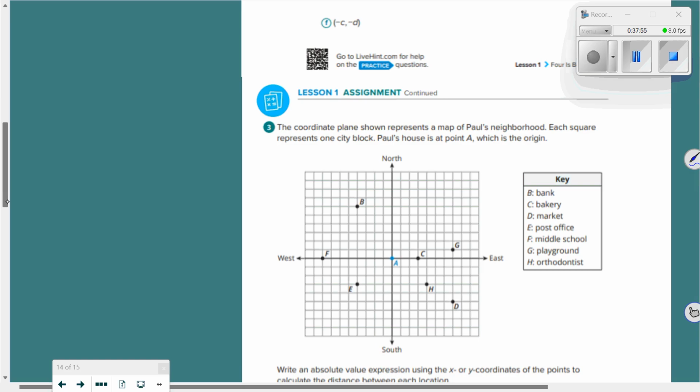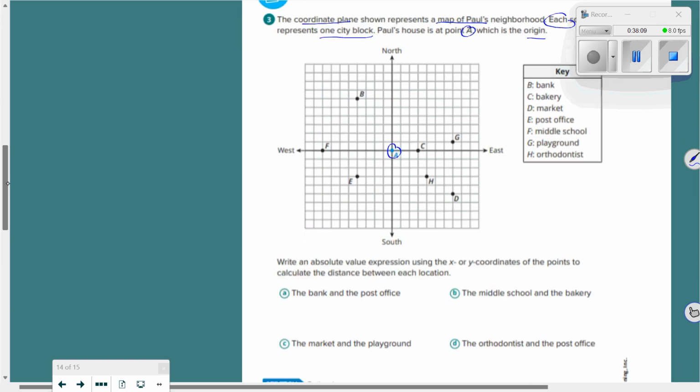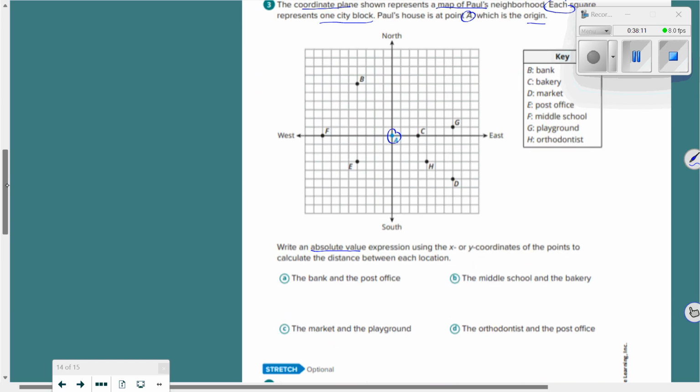Okay, here's why we did that. Value add. This shows a map called neighborhood, a square, 1 city block. His house is at point A, which is origin. So they've given you all these points. All you need to do, write an absolute value expression using XY coordinates. Calculate the distance. You can go ahead. Let's go.